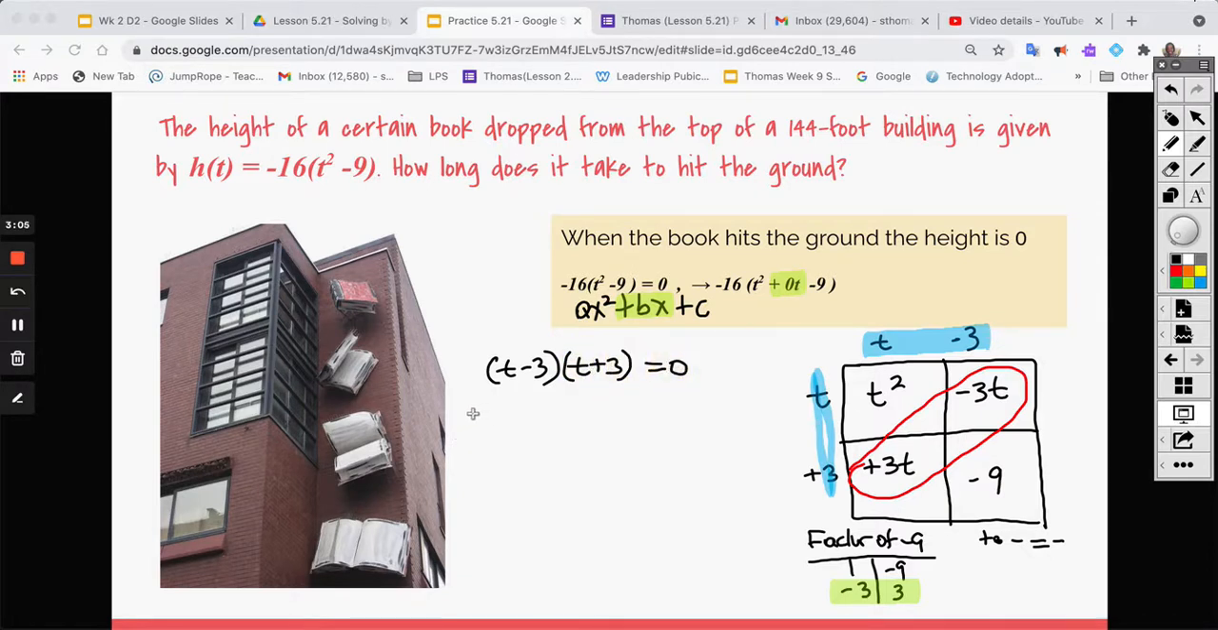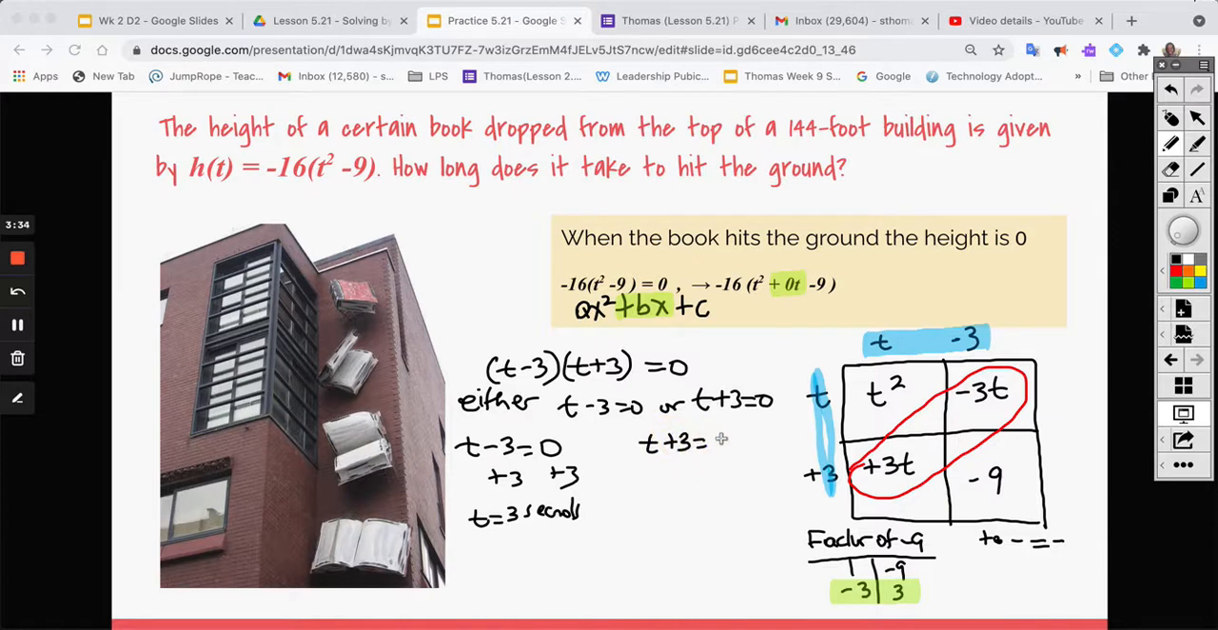So using our zero product property, either t minus 3 is equal to 0 or t plus 3 is equal to 0. So if we're taking the first factor, t minus 3 equals 0, we're going to add 3 to both sides. So t is equal to 3 seconds. Or if it's t plus 3 is equal to 0, we're subtracting 3, subtracting 3. T would be equal to a negative 3 seconds.